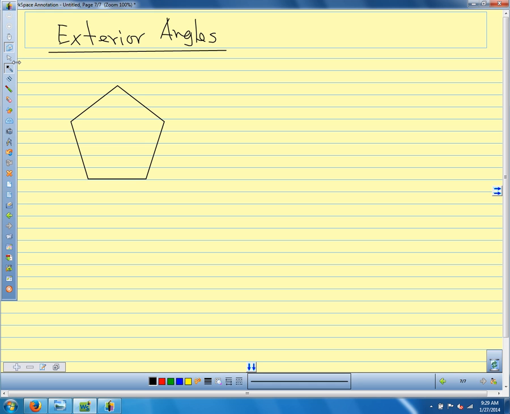We get the exterior angles from extending the sides, one side from each vertex. So I'm going to extend the side here. So these are exterior angles. So we extend one side of each vertex and we get the exterior angles.